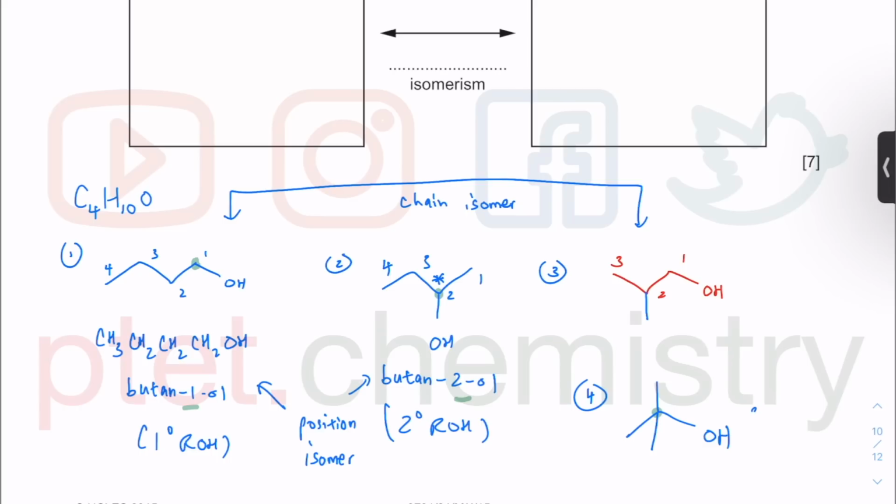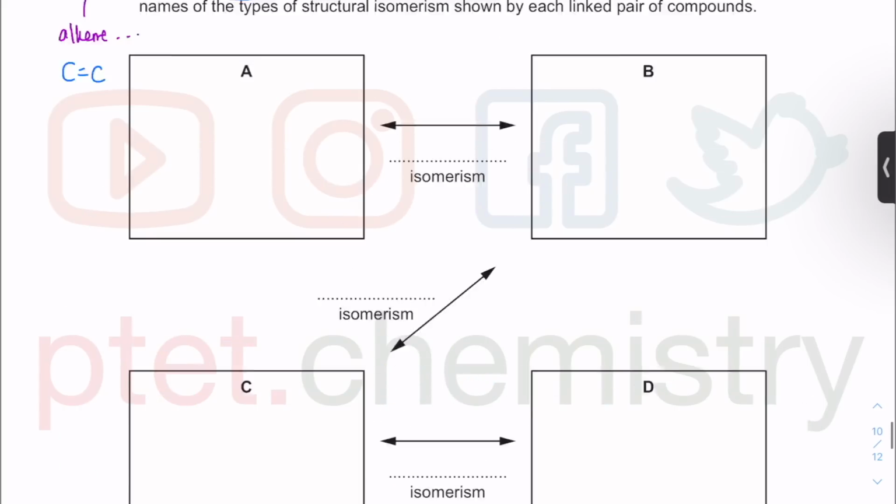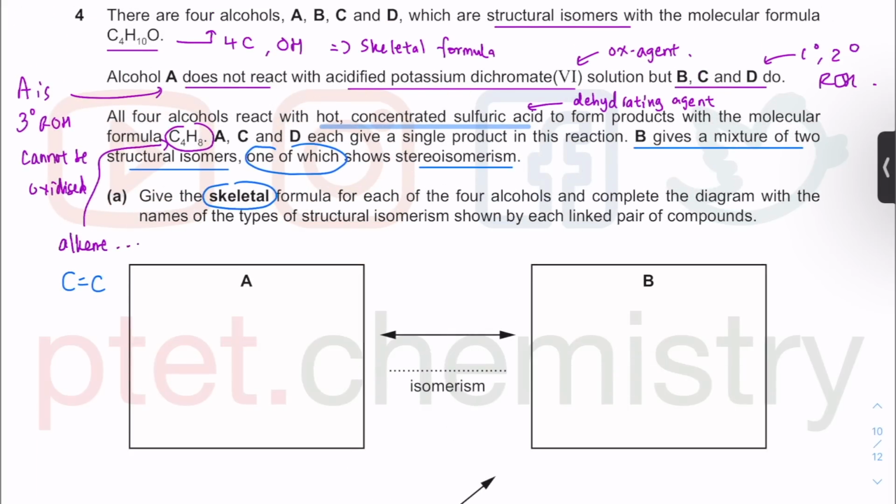This is your tertiary alcohol, which means this must be A, because A was your tertiary alcohol that cannot be oxidized by this K2Cr2O7 acidified with H plus. So that is the skeletal formula for this tertiary alcohol.